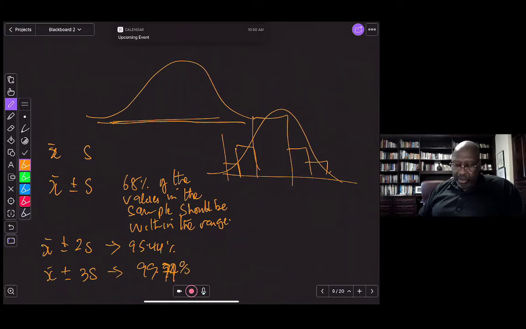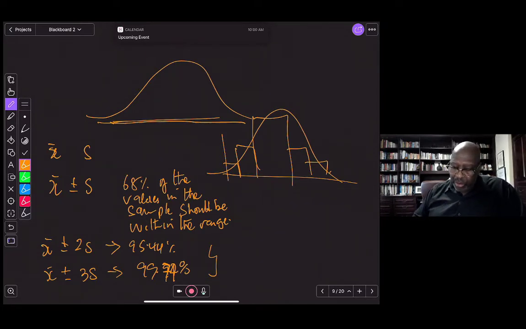So that is why we use the 3 standard deviations as the limit to determine if something is an outlier, because if we were to take a range of plus or minus 3 standard deviations, we're saying 99.74% of all of the values should be in that range. So the chance of getting a value beyond that is very small. And so if it happens, if we find such a value, we will consider it an outlier.